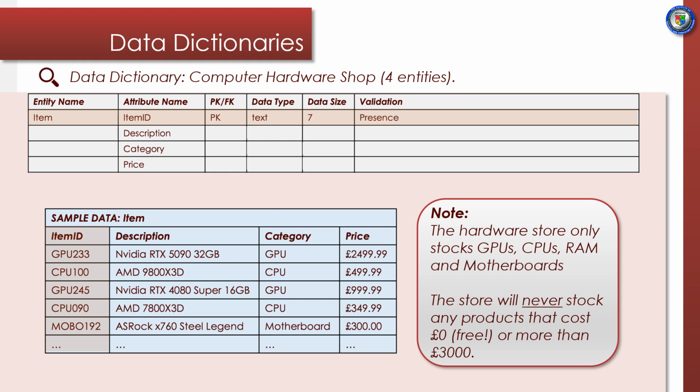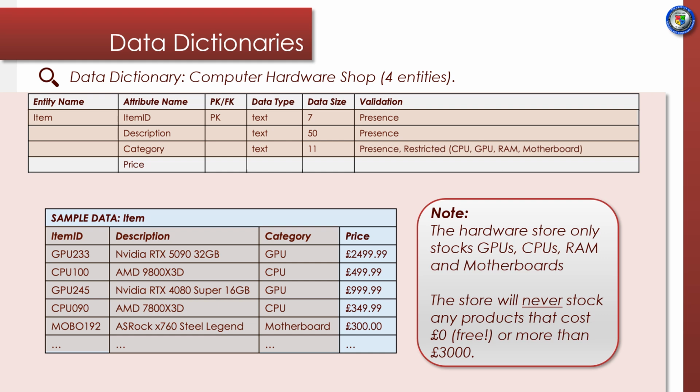Looking at the sample data, we can see that one of the item IDs is 7 characters, where the rest are 6. So we'd always go with the largest one. Description, text field, 50 in data size. We have a presence check, and our category would be text. And again we'll go with 11 because motherboard is there. We'd always take the largest one.